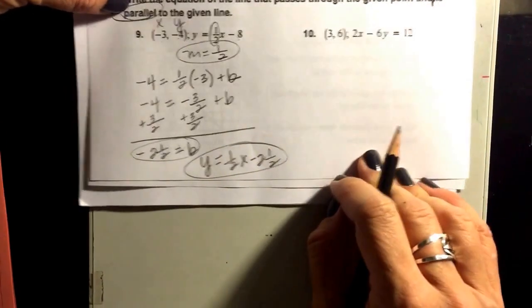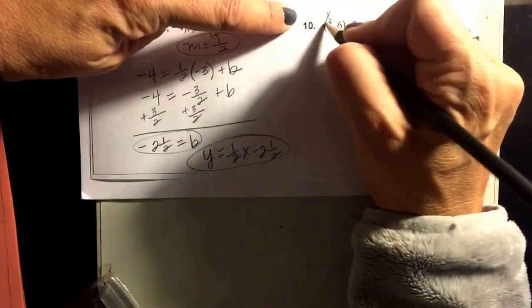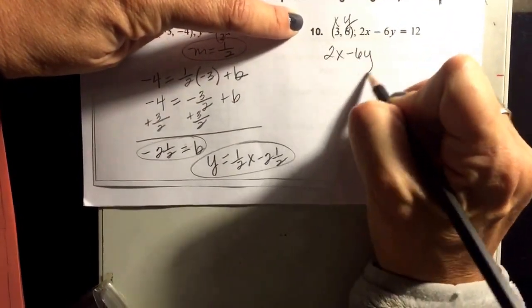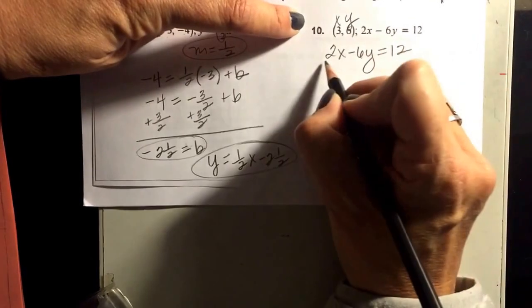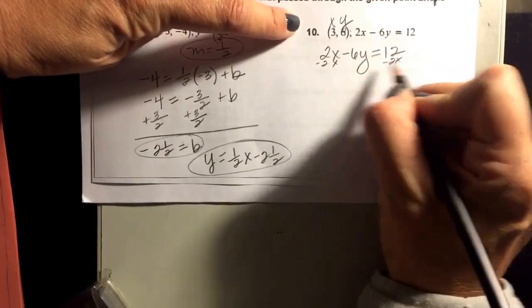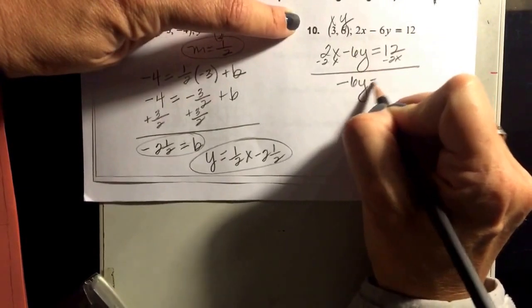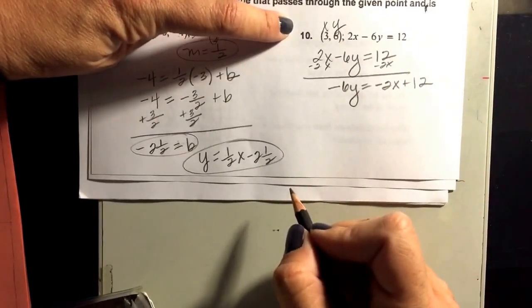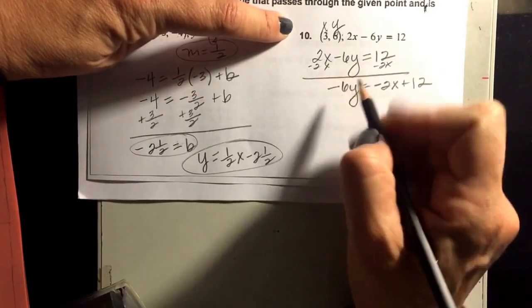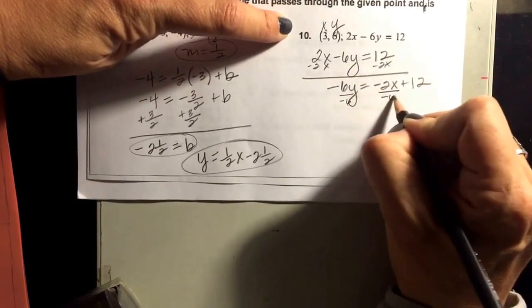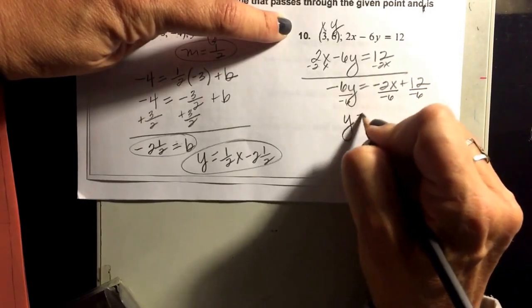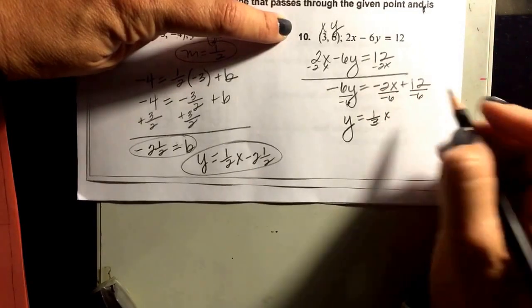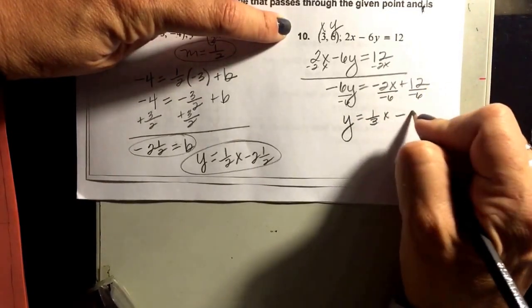In number 10, I noticed that I have an x and a y, but the equation that's given for the line it's parallel to isn't in slope-intercept form. So I'm going to solve it for y to put it into that y equals mx plus b form so I can see exactly what the slope is. So my first move was to subtract 2x's from both sides. Now I'm going to divide every piece of this equation by -6, so I'm in that form y equals -2/6 is going to reduce to 1/3 x, and 12 divided by 6 is going to give me -2.